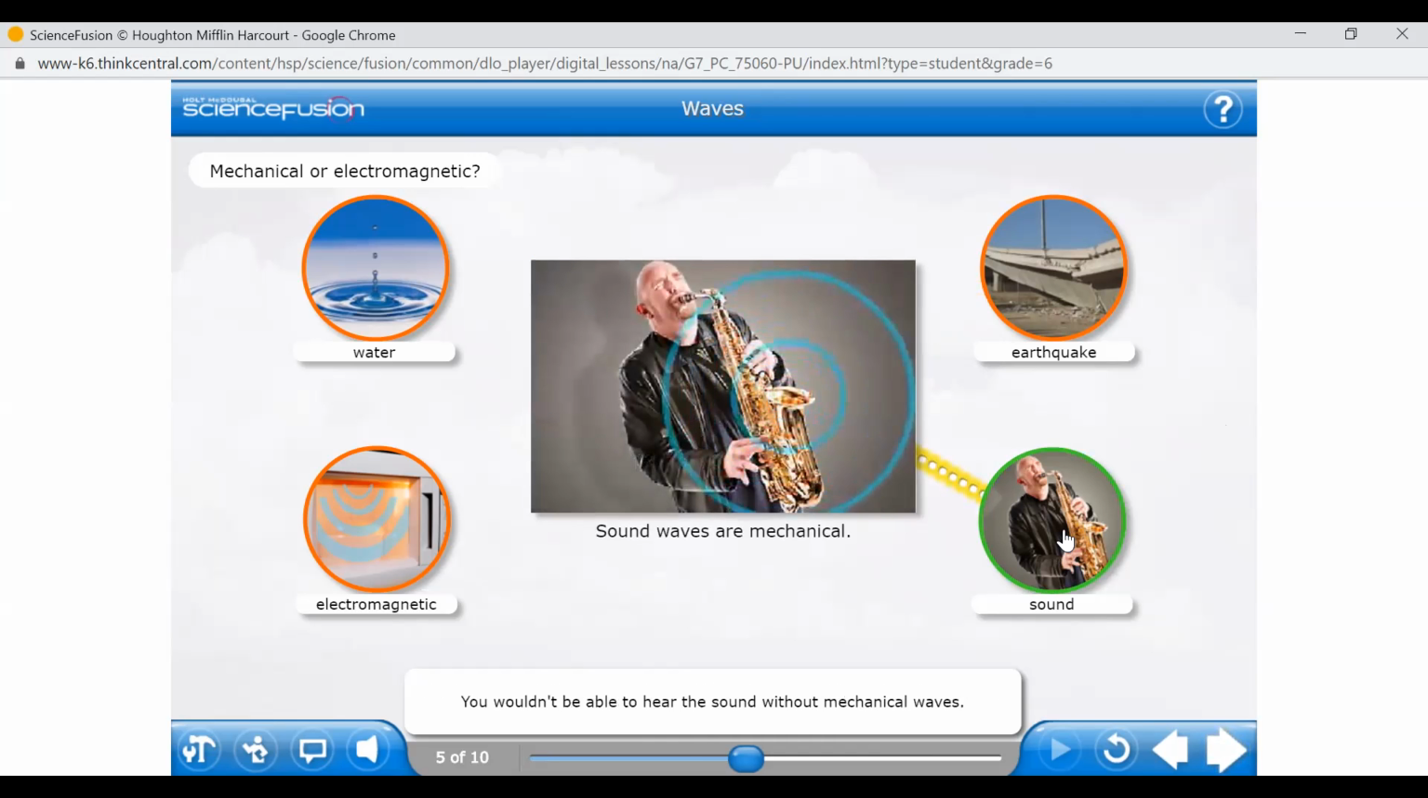You wouldn't be able to hear the sound without mechanical waves. Sound travels from its source, like a saxophone, to your ear through the air. Air is a common medium for sound waves. Sound can also travel through other materials, like water or wood.